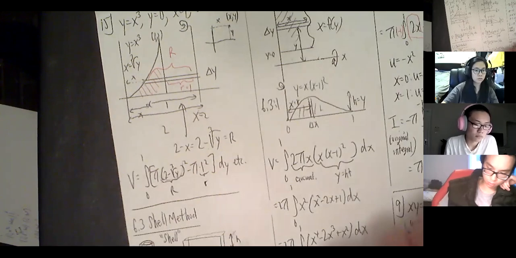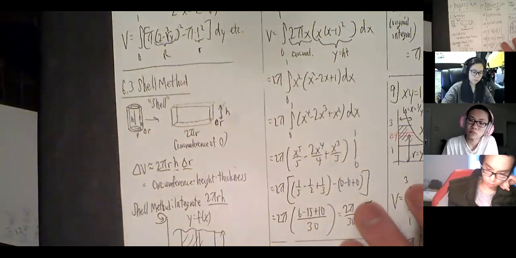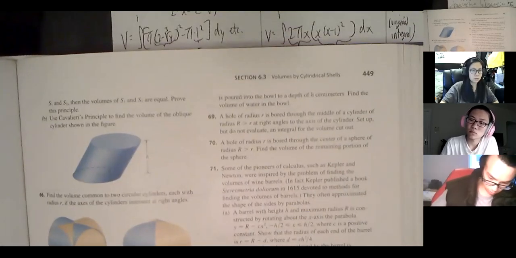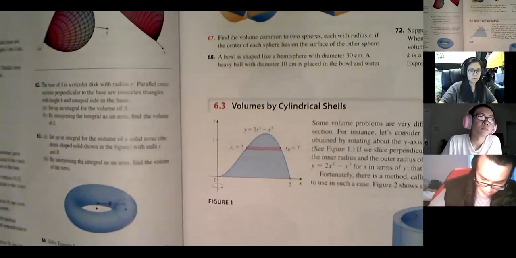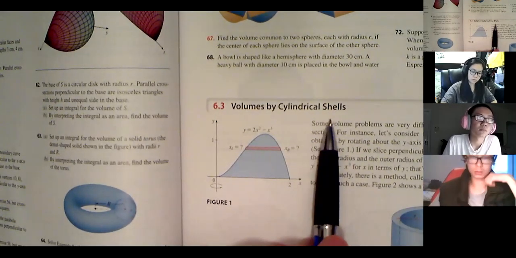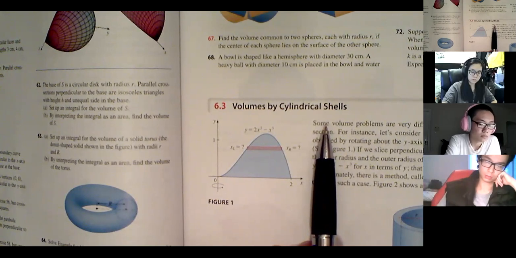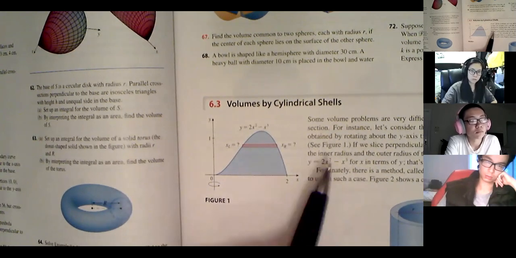Okay, so 6.3 is on something called the shell method now. Shell, S-H-E-L-L, for 6.3. Look in the book, it's on page 449, Volumes by Cylindrical Shells. So 6.2 is called the disk method, 6.3 is called the shell method. And you say, how do you do the shell method now?